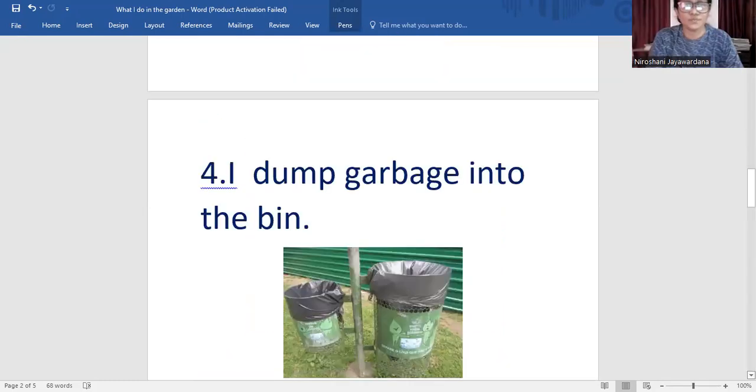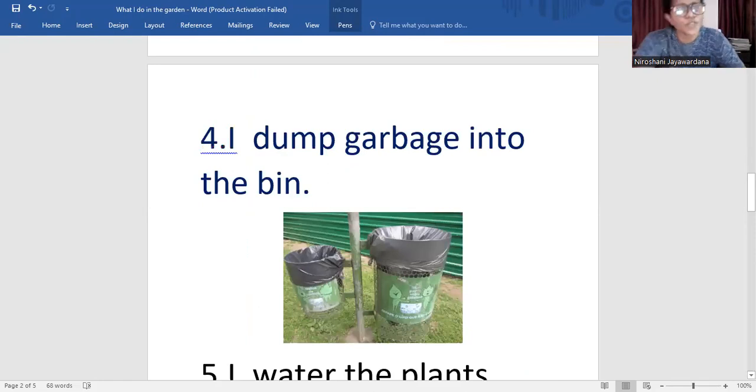Number 4. I dump garbage into the bin. I dump garbage into the bin. Dump garbage into the bin. Right.